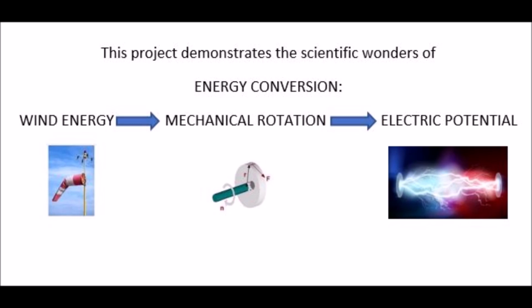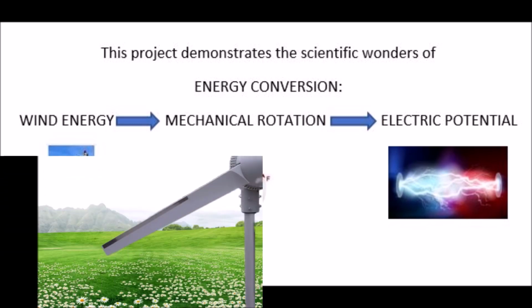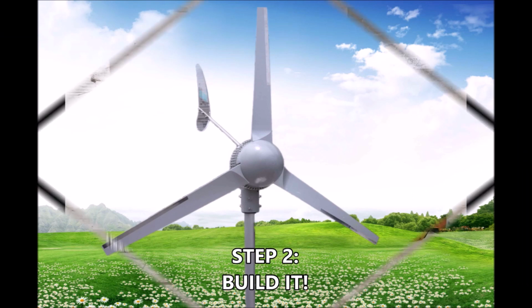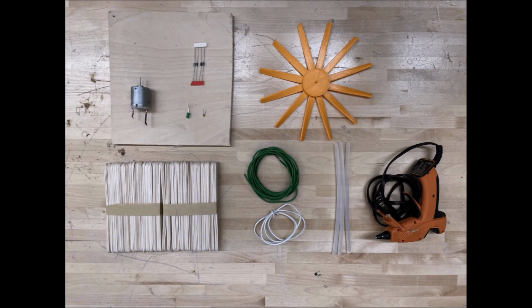This project is a demonstration of the conversion of energy from one form to another to achieve a desired objective. Now let's build it. For this project, we were able to source almost all of our materials locally in our lab through recycled parts. As you can see, we were able to get a motor, an LED light, a capacitor, diodes, wiring, glue sticks, and a hot glue gun in our lab.